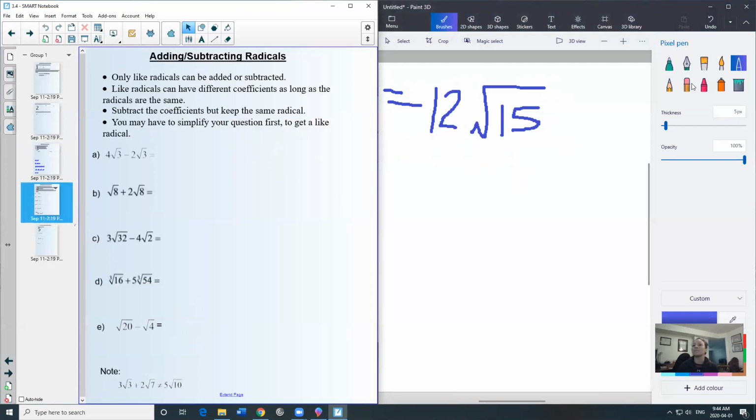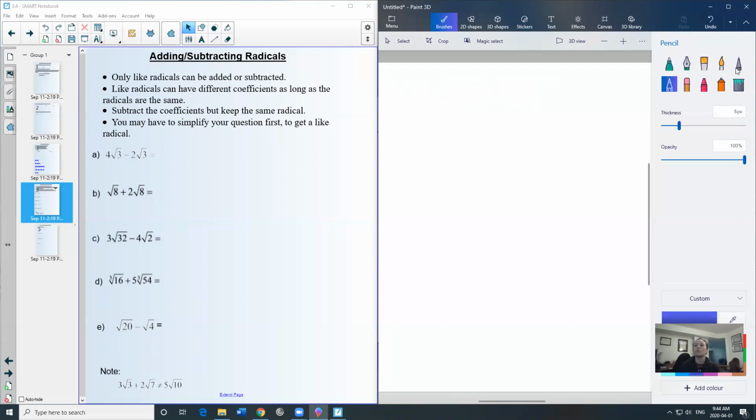Let's look now at adding and subtracting radicals. Adding and subtracting, you can only add and subtract radicals that have the same radical portion. So in this first one right here in example A, we are looking at 4 root 3 minus 2 root 3. Because they both have the same root 3, we can just take the 4 minus the 2, right? So it's like having variables, like 4x minus 2x should give you 2x. Here, 4 root 3 minus 2 root 3 should just give us 2 root 3.